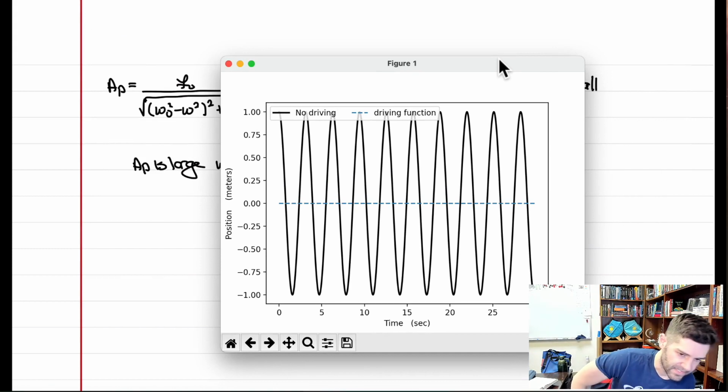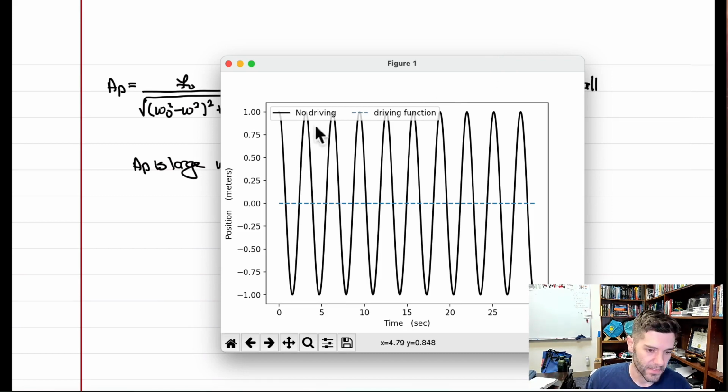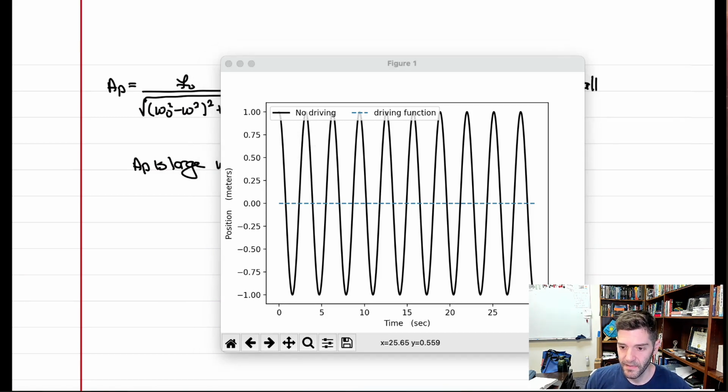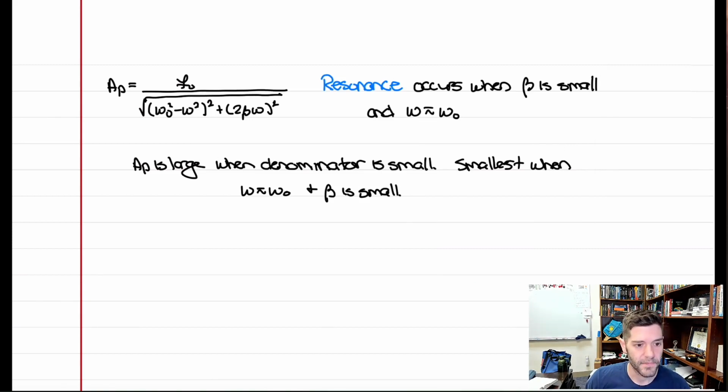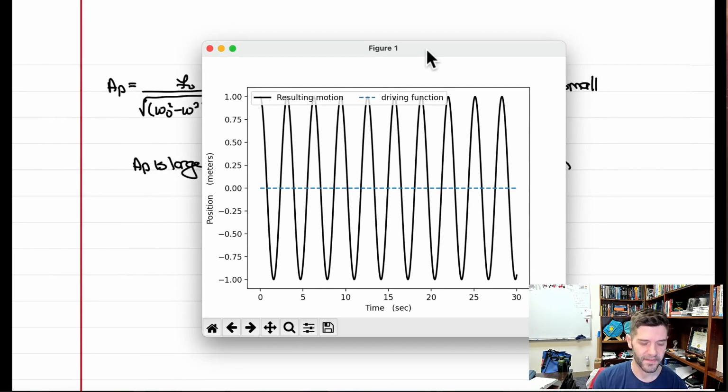So let's just look at some examples of oscillatory motion with and without driving forces and with and without friction. Ultimately the black curve is going to be showing you the motion that you ultimately see. Instead of calling it no driving in the legend, let me just call it resulting motion. Rerun the simulation, it looks like that.